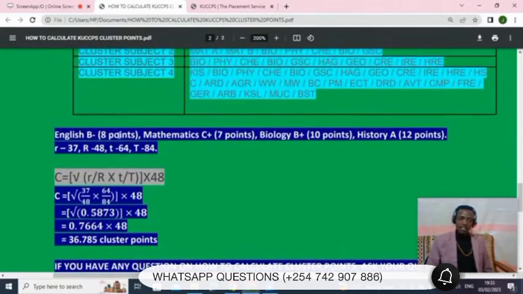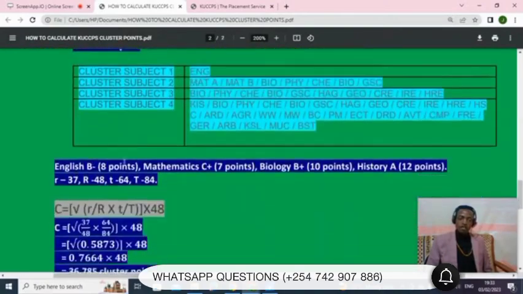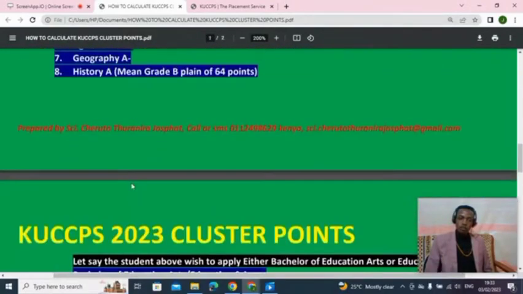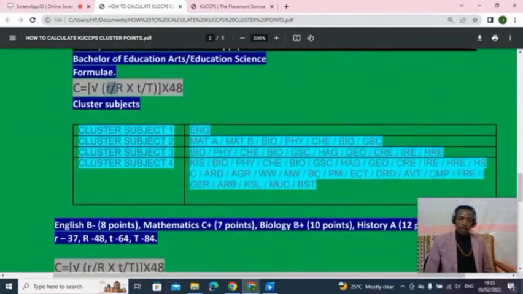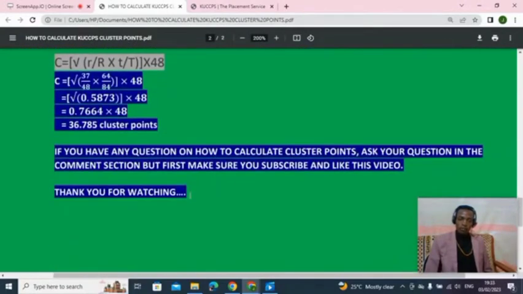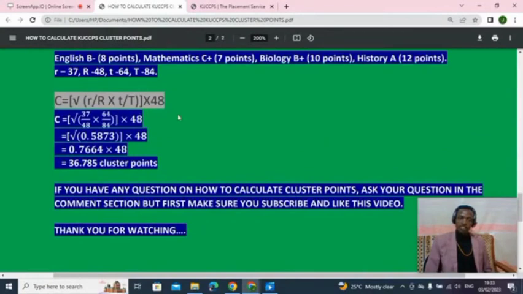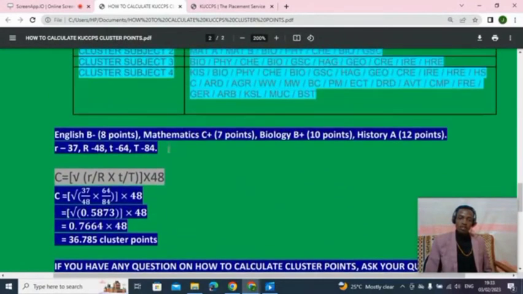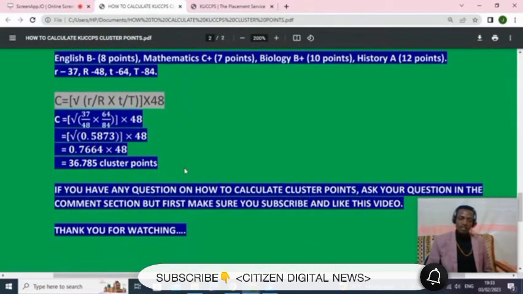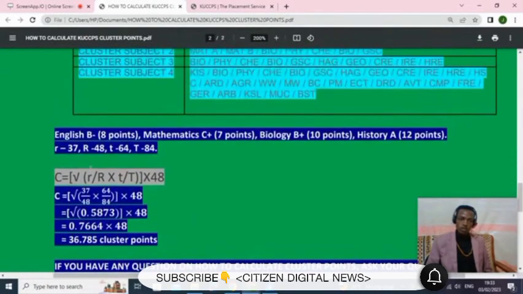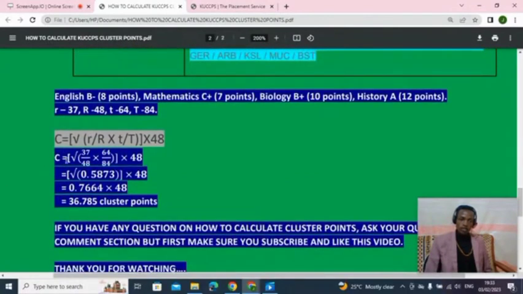And T is the mean grade point of the student. It is going to be B plain of 64 points, as I stated earlier. Mean grade B plain of 64 points. Therefore, small t is 64 points, and the capital T is 84 points. If we scored all subjects A clean, we would have 7 multiplied by 12, that is 84. So it is out of 84. Therefore, let us use our formula.